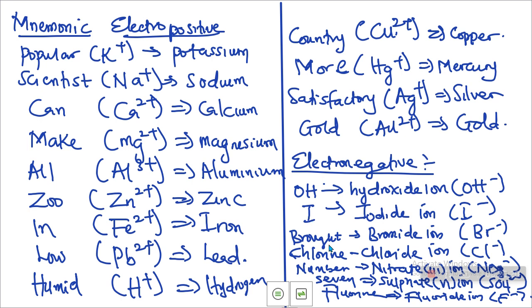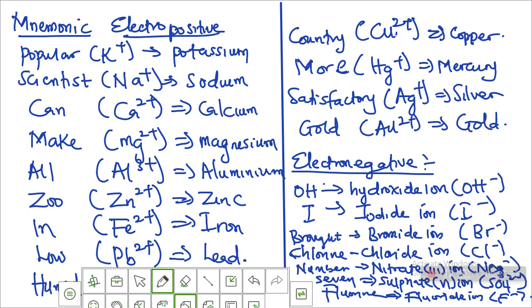Oh, I brought chlorine, number 7, fluorine. That is hydroxide ion, iodide ion, bromide ion, chloride ion, nitrate ion, sulfate ion, and fluoride ion. So let's continue. If you know the mnemonic offhand, then you can know the activity series.